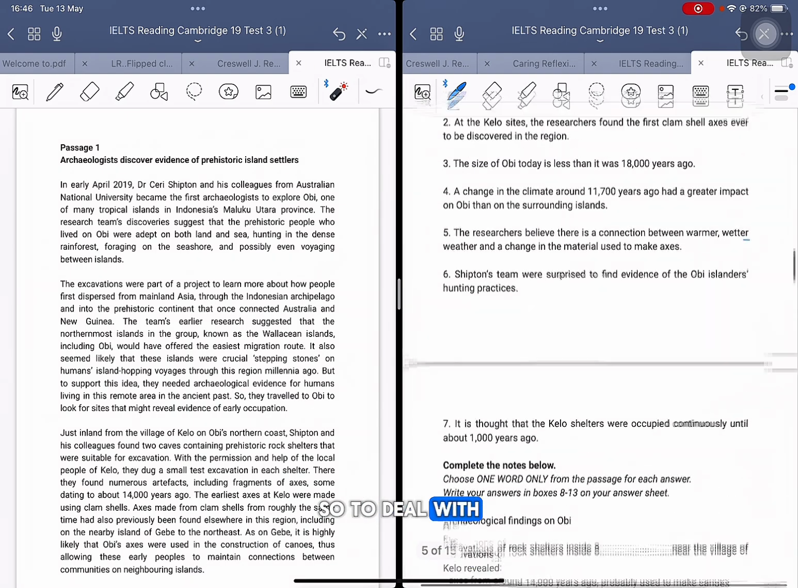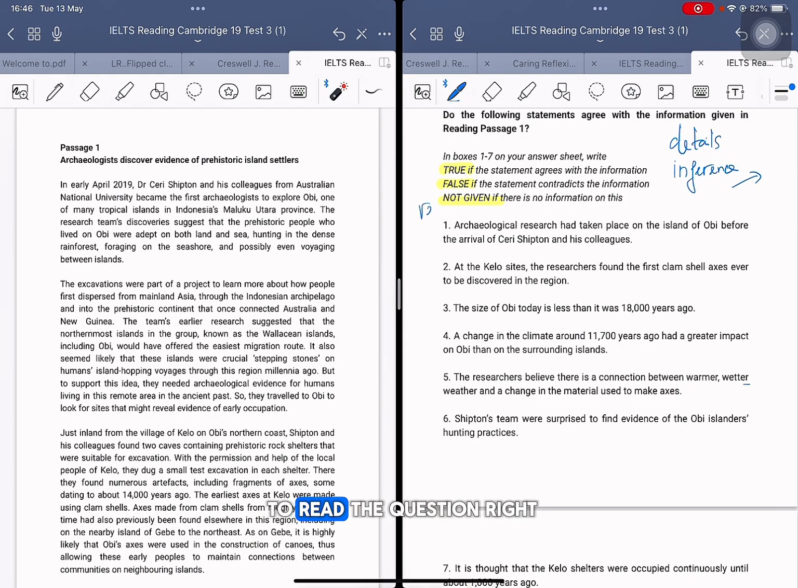To deal with this type of question, we just need to read the questions, and then identify some keywords, especially specific information like names, numbers, dates, whatever. So it's easier for us to scan and locate where they are in the passage. Next, you need to scan the text to locate the keywords, and then we can read carefully to find the answers. For example, now look at question number 1.